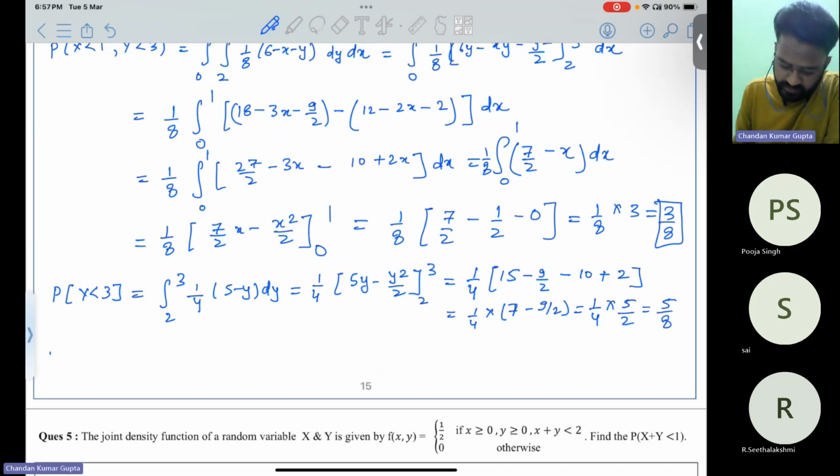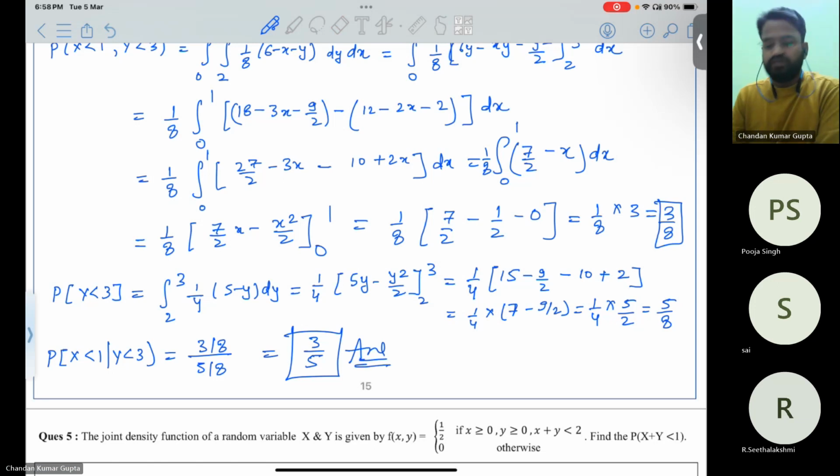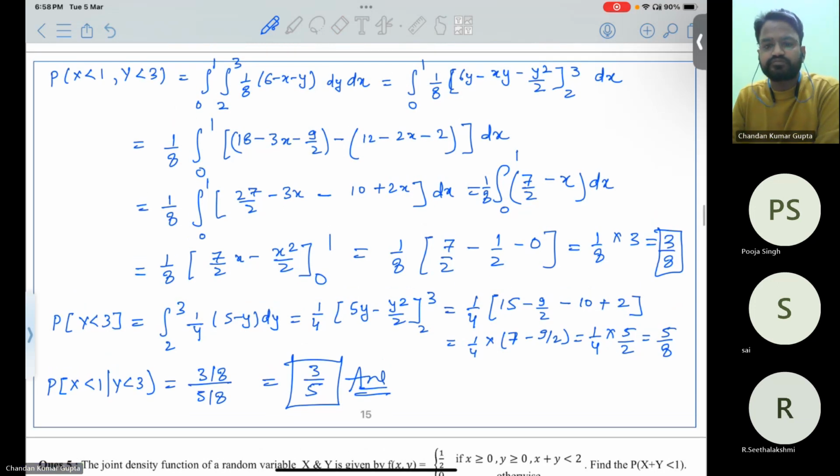So our required probability that x is less than 1 given y is less than 3 is 3 by 8 divided by 5 by 8, which is equal to 3 by 5. Is it okay now? I think it is fine now.